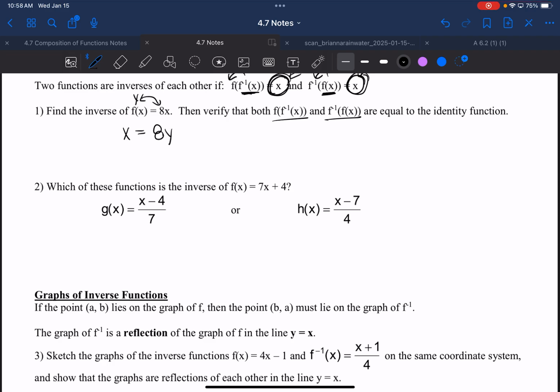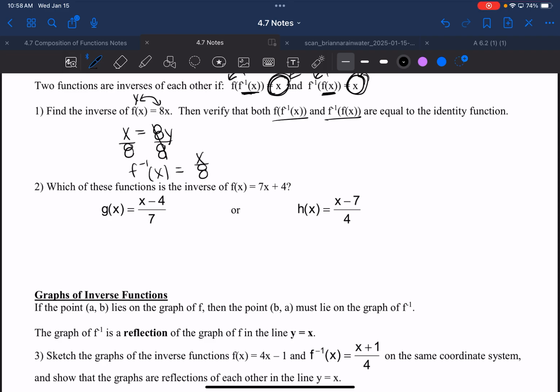But again, we like y to be by itself. So now I just solve the equation for y. And how would I do that? Divide by 8. So we end up with y equals x over 8, or also sometimes written, like we said, with that little denotation of inverse in this way. So our inverse function is x over 8.